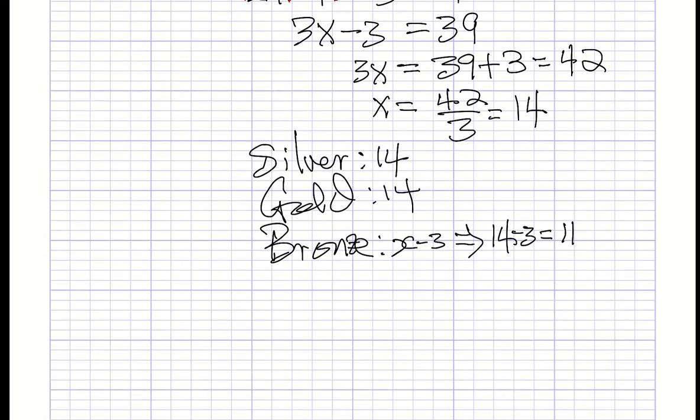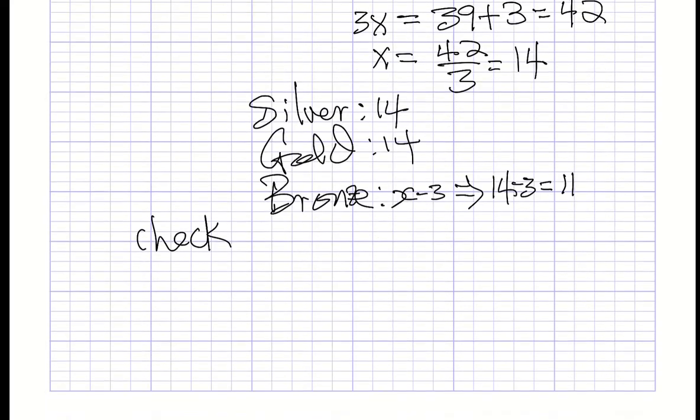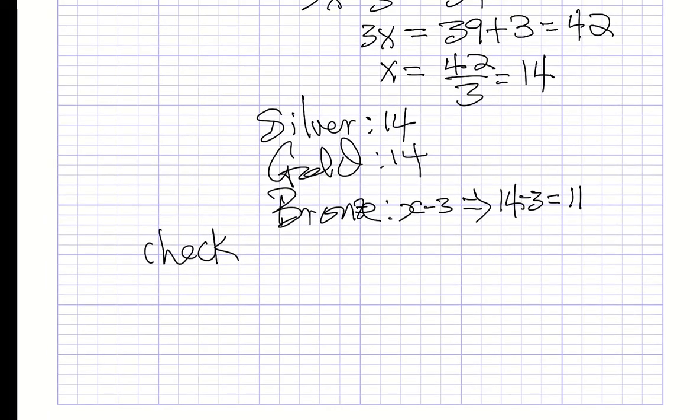So the best way to check is to add all that and see if it comes out to 39. You add 14 for silver, plus 14 for gold, plus 11 for bronze. That adds up to 39, yes. So we're done with that problem. We're done with it. We'll move on to something else.